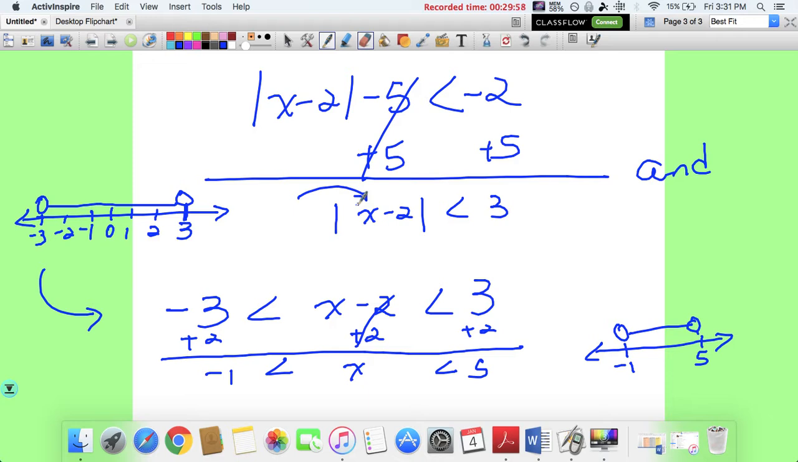it will actually give me something that is less than 3. So let me pick a number. What's something between negative 1 and 5? 0. If I pick 0, 0 minus 2 is negative 2. The absolute value of negative 2 is just 2, and 2 is less than 3. Let me pick the absolute value of 4. 4 minus 2 is 2. Absolute value of 2 again is 2, and 2 is less than 3. So any number between these two makes this true.